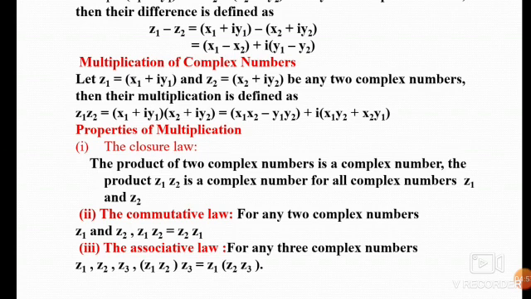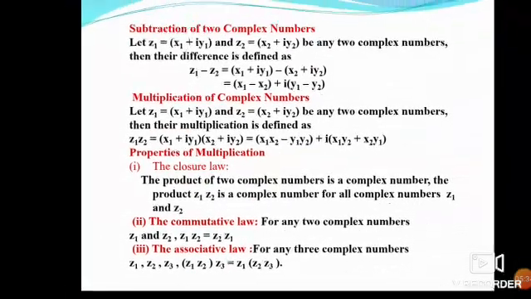Now, here also the same as in addition, there are some properties for multiplication also. First is closure property. If you multiply two complex numbers, again you will be getting a complex number, so the closure property is satisfied. Now what about commutative law? If you take two complex numbers z1, z2, z1 into z2 will be z2 into z1. What about associative law? z1 into z2 into z3 equal to z1 into z2 into z3 for any three complex numbers z1, z2 and z3.